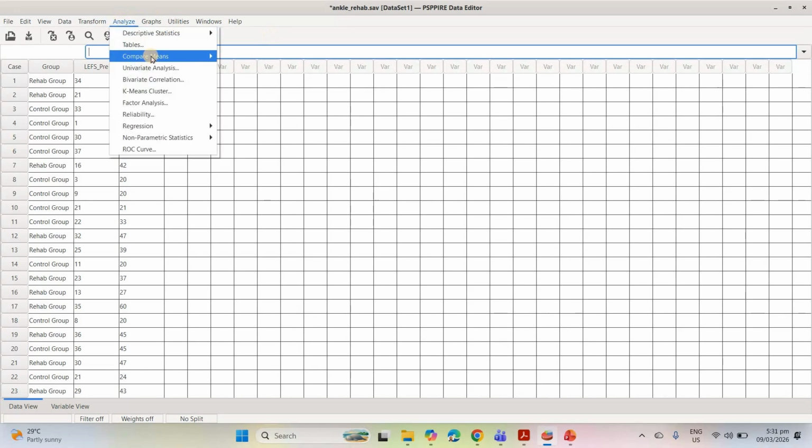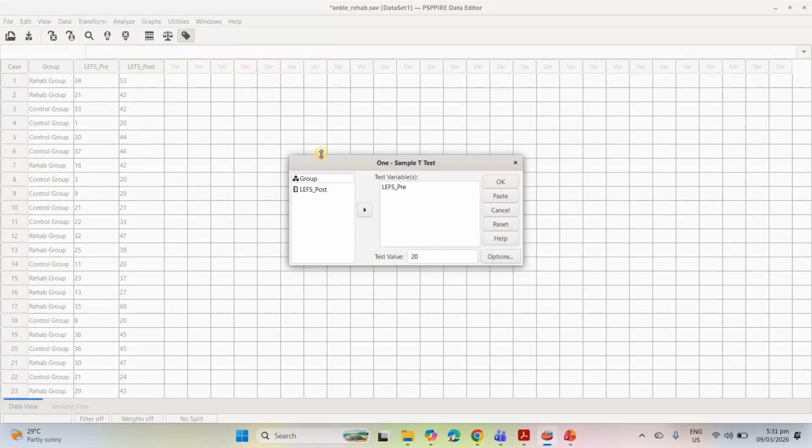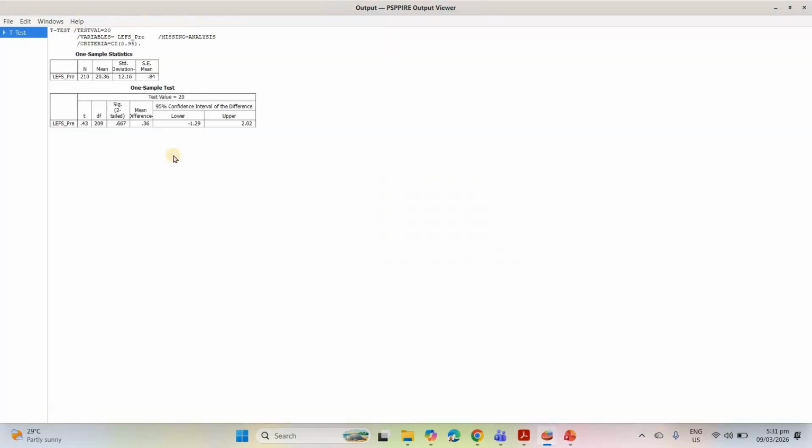So we'll go to analyze, and because we are comparing means, we'll go to compare means, and we're doing a one sample t-test, so we'll go to one sample t-test. Here we have things set up already. The lower extremity functional scale score will come under the test variable, and the test value that we're doing is 20, so you would enter 20 there. I will click OK, and if we look closely, we see for the sample data the mean is 20.36 and a standard deviation of 12.16.